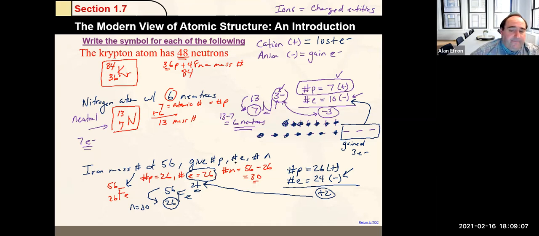Questions on that? So in this case, we actually have more protons than electrons, and that's essentially what is giving us that positive charge that we see here. So when we're dealing with something that has a charge and we want to figure out protons, electrons, and neutrons, again, it really is just the electrons that change when that occurs.